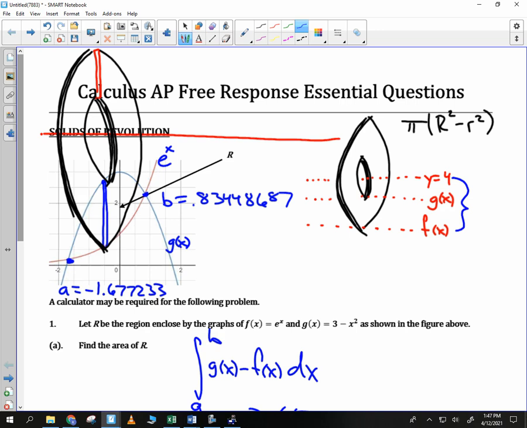So what is the big radius? Close. We do top minus bottom, correct? 4 minus f of x. What is the little radius? 4 minus g of x.